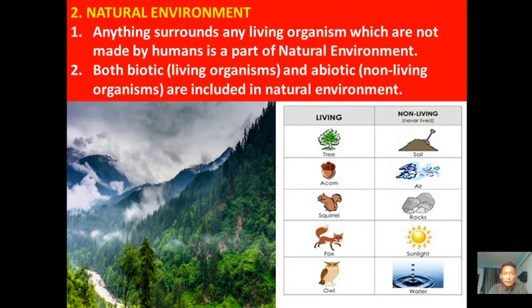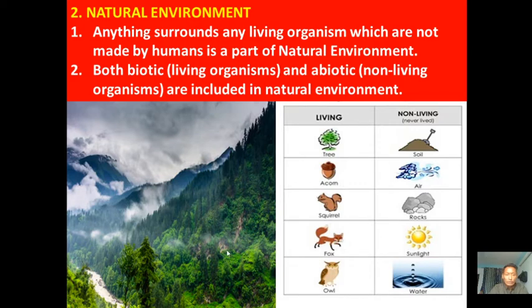First, we need to know what is meant by natural environment. Natural environment means anything that surrounds any living organism, or anything that surrounds us which is not made by human beings. All of these are included in the natural environment. The natural environment includes both biotic and abiotic elements. Biotic means living organisms and abiotic means non-living elements.